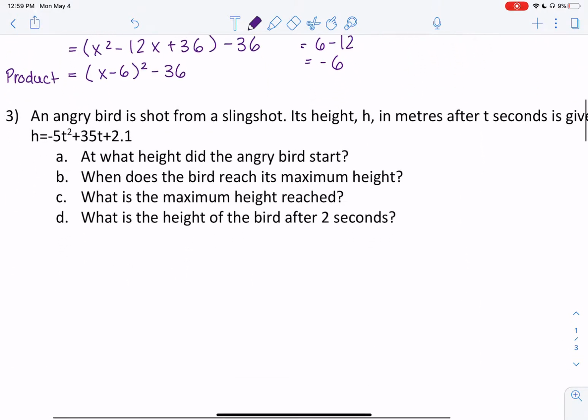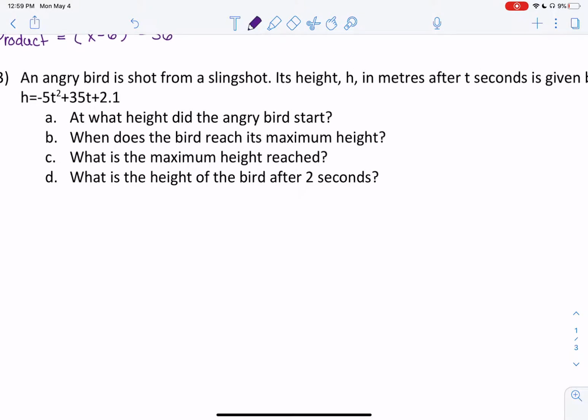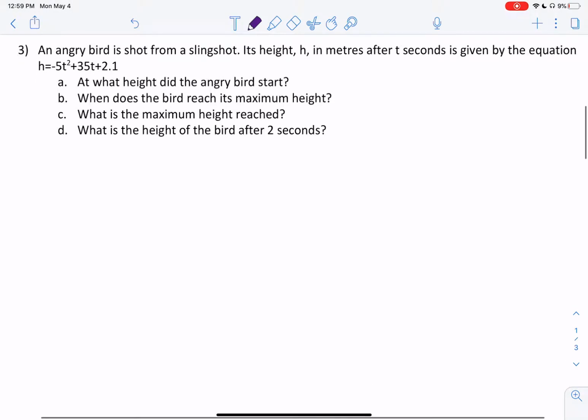So our next one here is a motion question, so a little bit different. There's a few pieces to this, so bear with me because I don't have a ton of space. So an angry bird is shot from a slingshot. Its height h in meters after t seconds is given by the equation h equals negative 5t squared plus 35t plus 2.1. The first thing we need to find is at what height does the angry bird start?